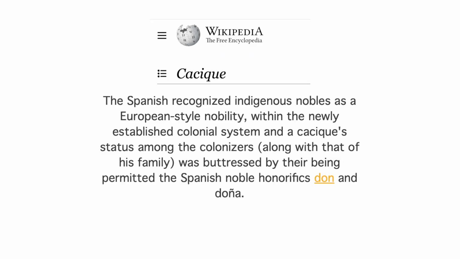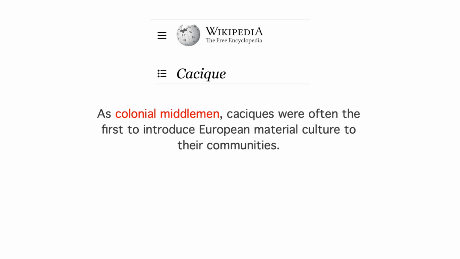Let's continue. The Spanish recognized indigenous nobles as a European-style nobility within the newly established colonial system, and a cacique's status among the colonizers, along with that of his family, was buttressed, or strengthened, by their being permitted the Spanish noble honorifics Don and Doña. As colonial middlemen, caciques were often the first to introduce European material culture to their communities. Just like we talked about earlier, right? They were used as the tool to transform the culture and the customs of the people.